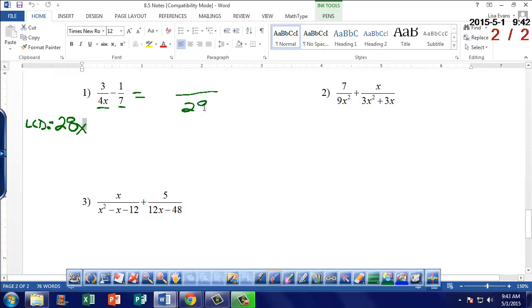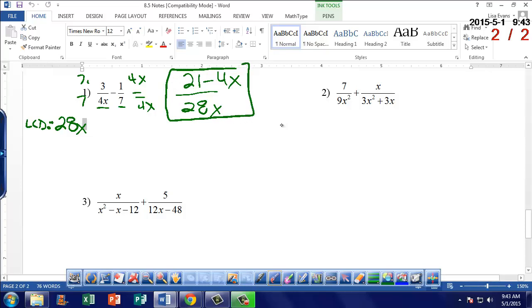So I need to say, what do I multiply 4x by to make it a 28x? That would just be 7 over 7, so I have 21. What do I multiply 7 by to make it a 28x? That will be 4x. So I'm going to have 21 minus 4x. Now, you want to check to see if there's anything we can divide out. I cannot cross off a 2 here because of the 21. You see, you'd have to factor first, which you can't, so this is my final answer. Like I said, the more we practice, the better we'll get at it.